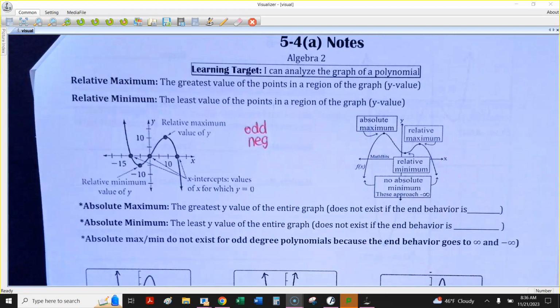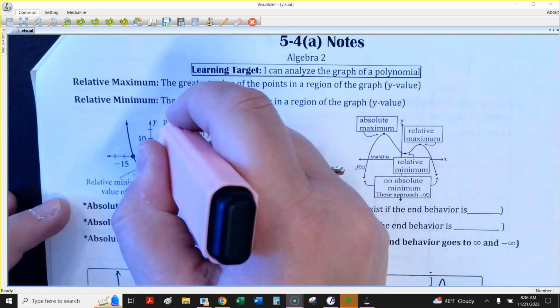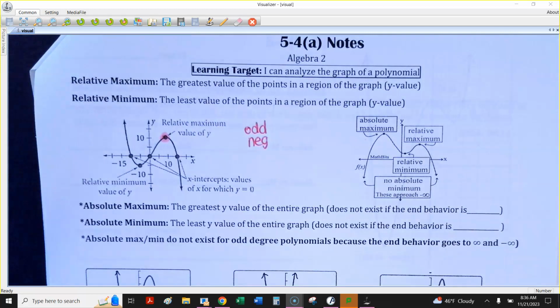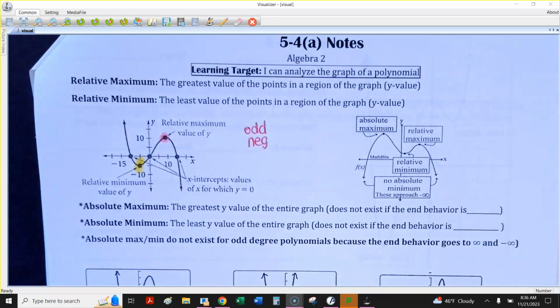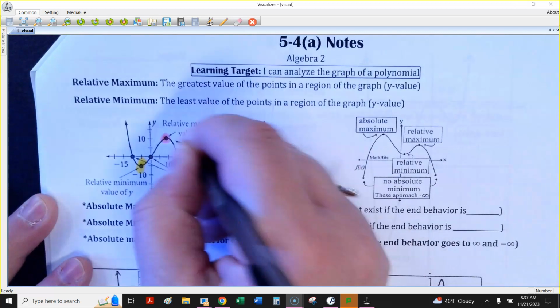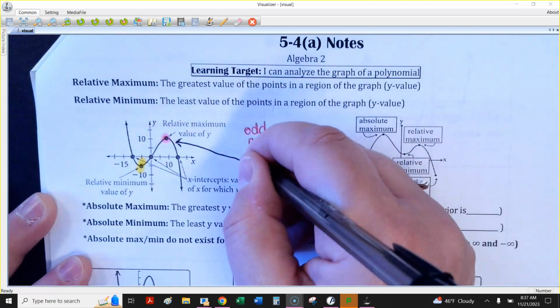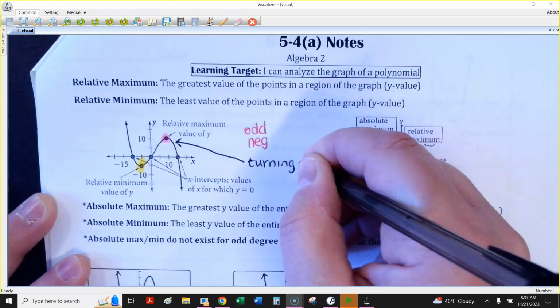But what we have here are 2 points that are called the relative maximum and the relative minimum. So anytime you have an odd degree polynomial, one side will go up forever, one side will go down forever, but we have some points in here where it almost looks like either the bottom or the top of a parabola, right? So if you want to jot this down, where I switch from increasing to decreasing or decreasing to increasing, that's called a turning point.